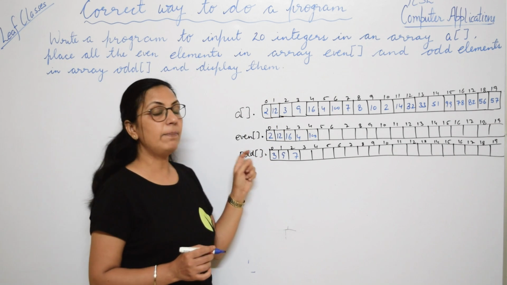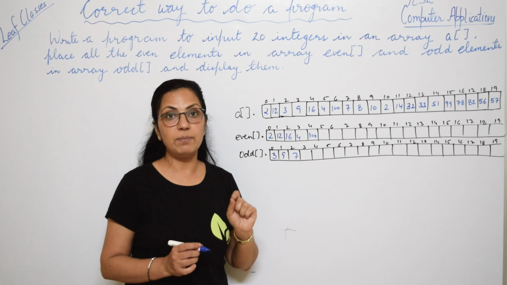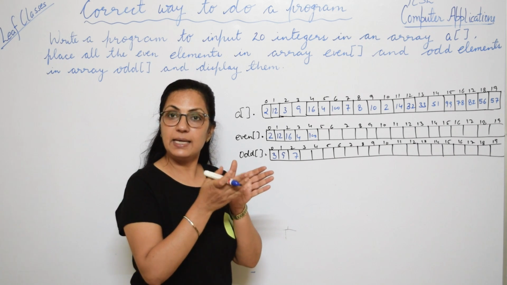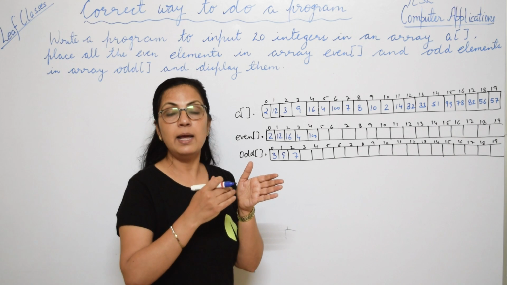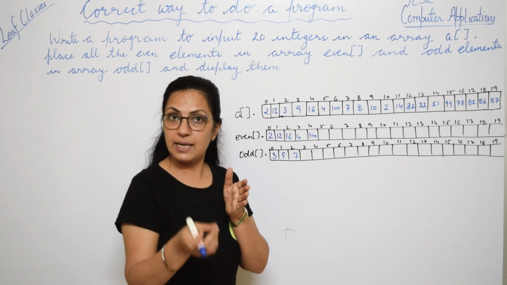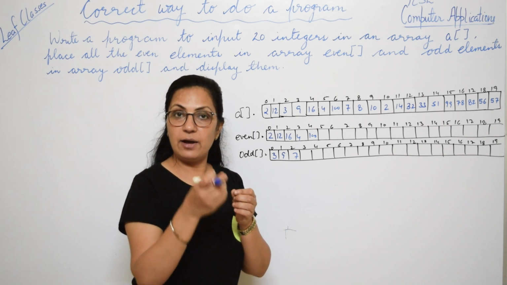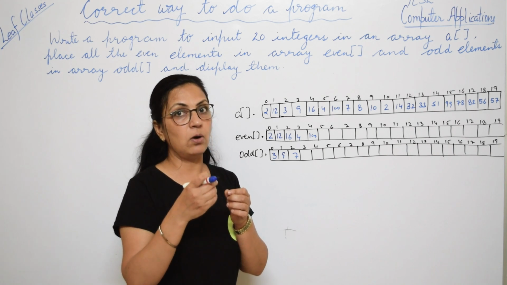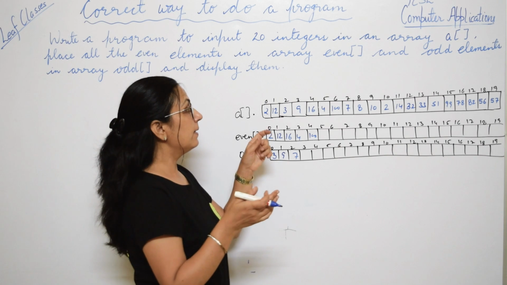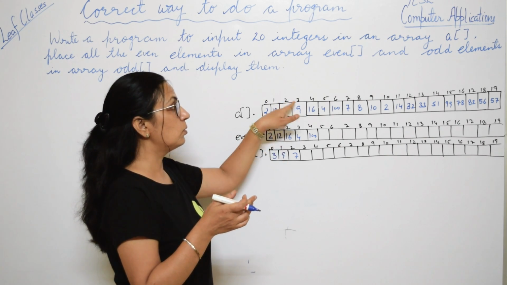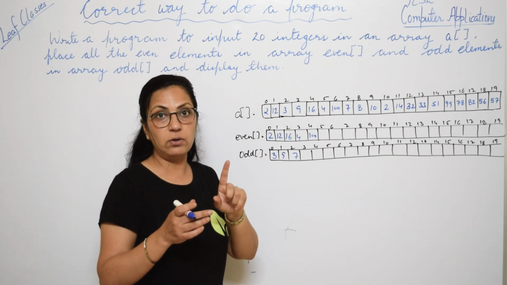But here we are placing it at index number 0. So we are placing it from the beginning of array even or array odd, and every time the next element which we get, after checking whether it is even or odd, we place it at the next position. Now how will that next position be? We are not keeping it from 2 to 2, 3 to 3, 4 to 4. We are not doing like that.